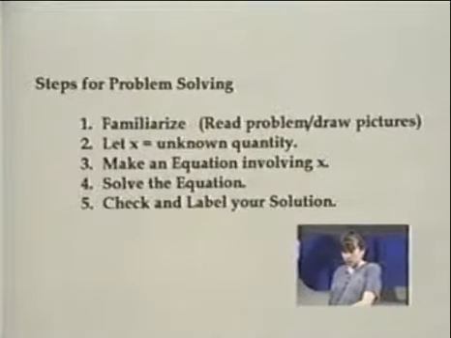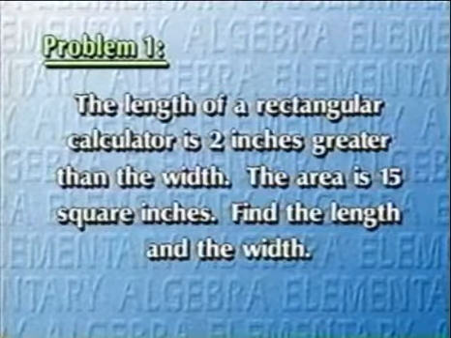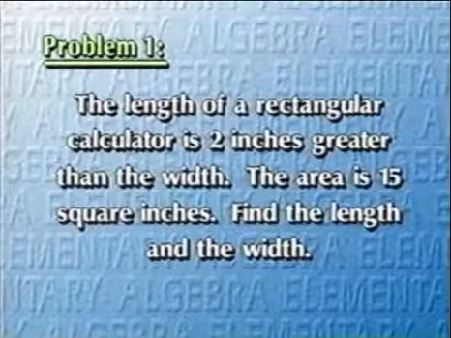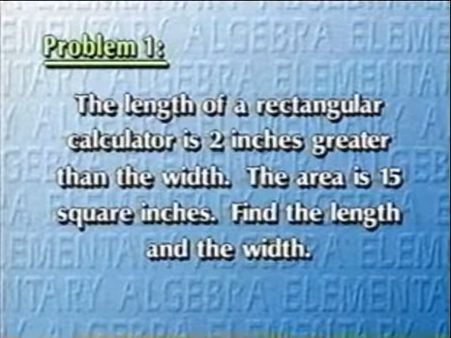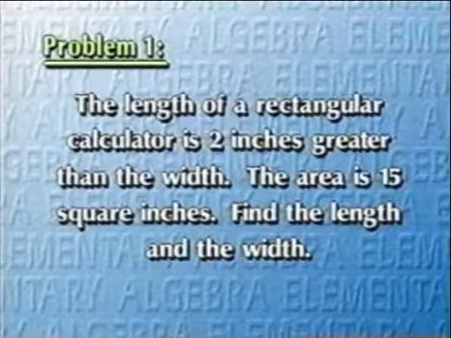We're now going to take a look at 3 word problems from this section, and I'm going to work at the board to do them. So let me pull up the first word problem for you. It reads as follows. The length of a rectangular calculator is 2 inches greater than the width. The area of the calculator is 15 square inches. Find the length and the width. Again, I'll repeat. The length of a rectangular calculator is 2 inches greater than the width. The area is 15 square inches. Find the length and the width.